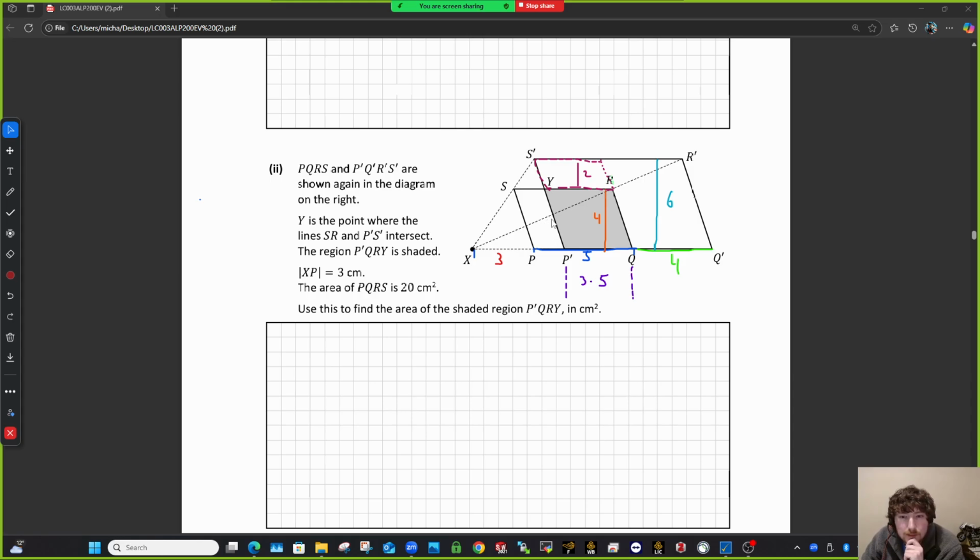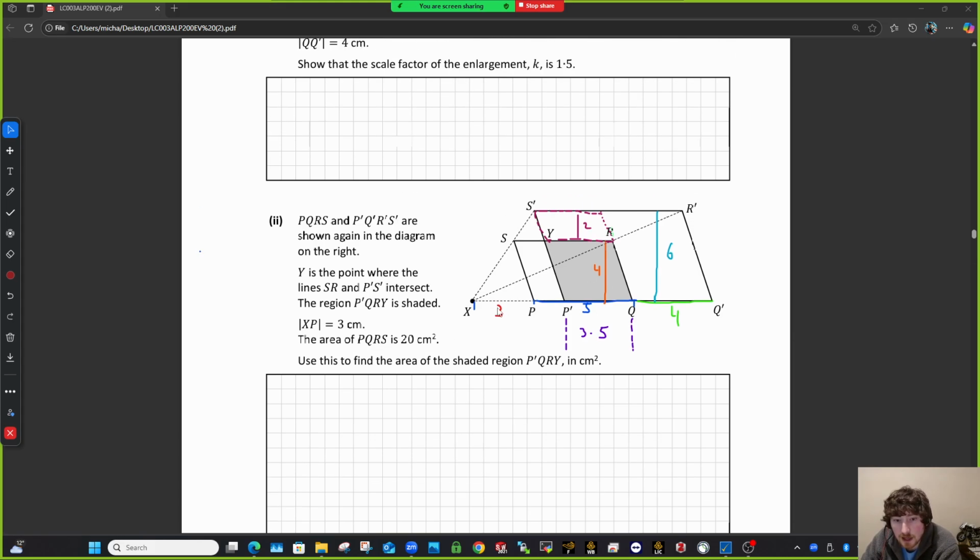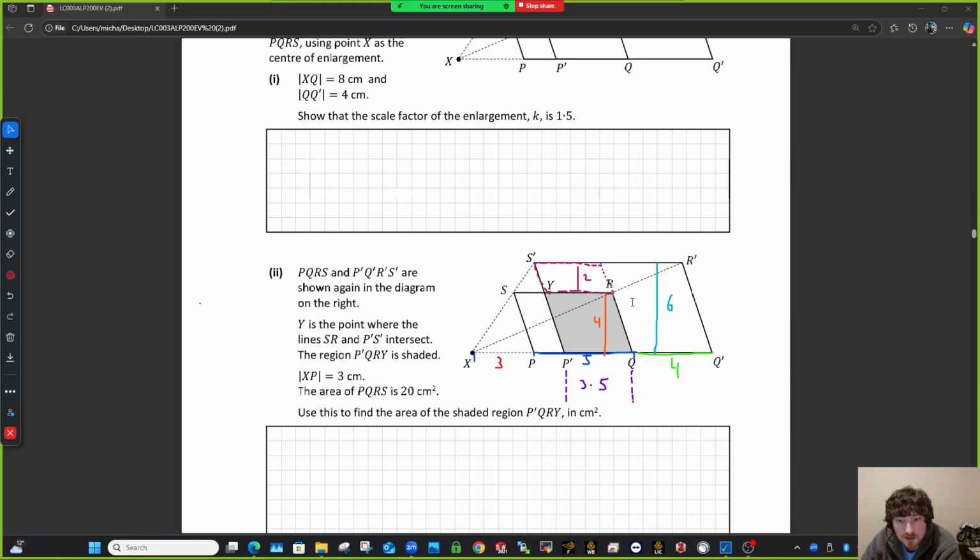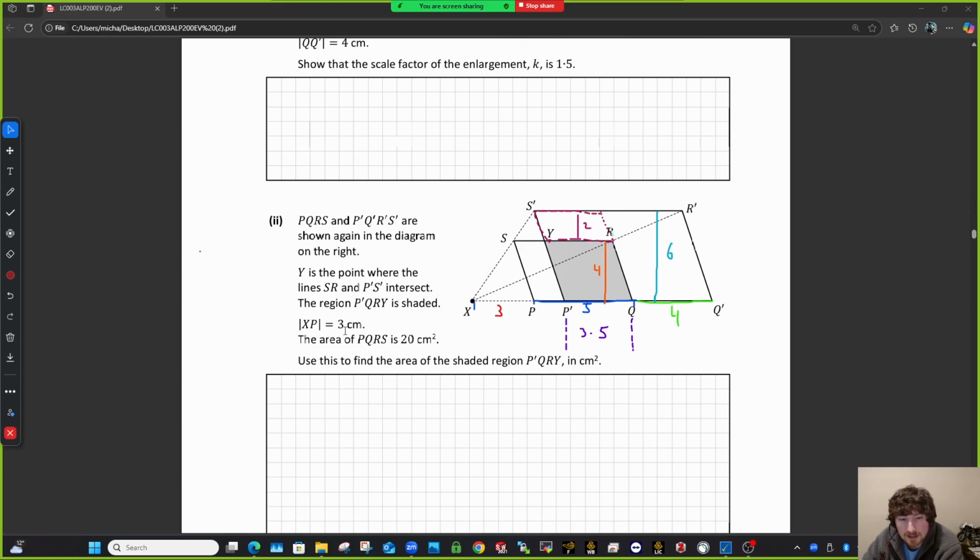So what you want to do, I'll try to build this up from where I came from. I marked in my 3 first of all. That was the very first thing I marked in. And then I still have my information from above that x to q is 8. So then I can mark a 5 there, and then there's a 4 there. Okay, so the bottom 3 numbers make sense. So then I use the fact that the area of the parallelogram PQRS is 20. And the formula for the area of a parallelogram is the base times the perpendicular height. So if the bottom was 5, then the height there had to be 4. So that's where the orange 4 comes from.